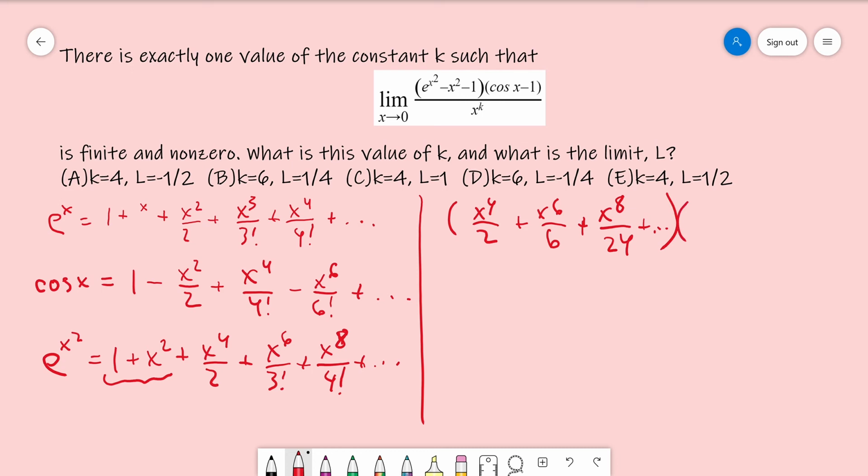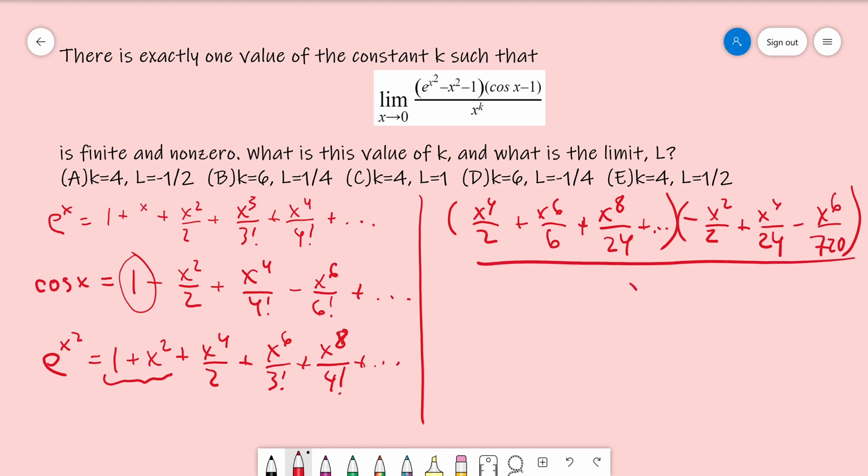And cosine x minus 1, well, that's just going to be cosine x without this first term that's going to cancel out. So we'll end up with negative x squared over 2 plus x to the 4th over 4 factorial, which is 24, minus x to the 6th over 6 factorial, which is 720. Okay, and then we're going to divide this whole thing by x to the k.